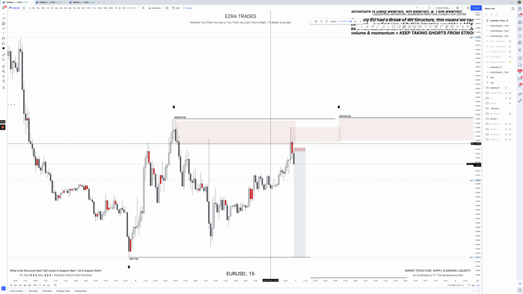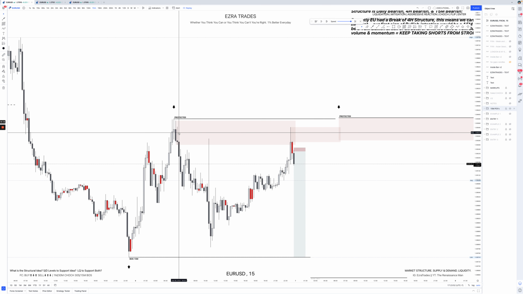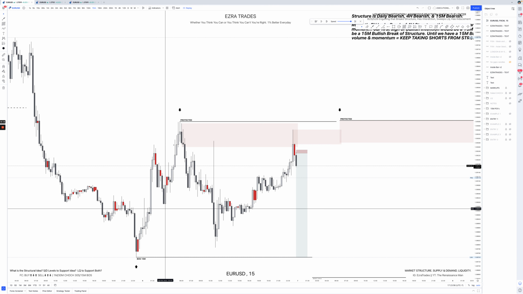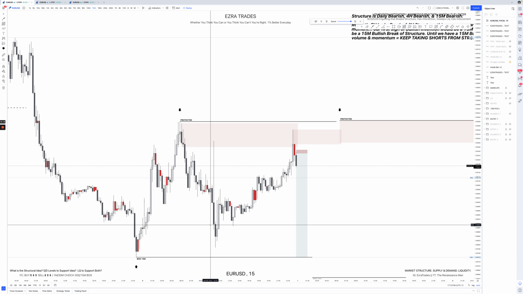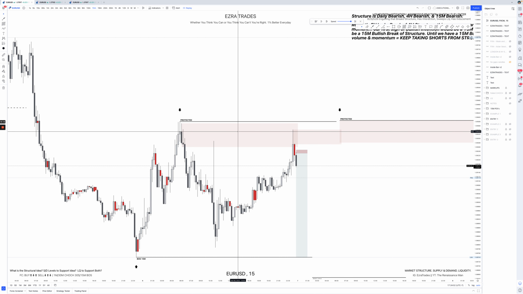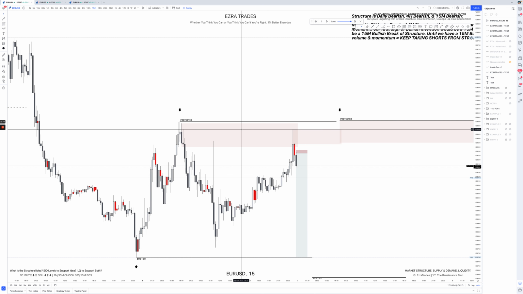Okay. We have a 15-minute supply, right? They gave a change of character bearish. We know the higher time frame is favoring shorts, right? And so this is the extreme. We basically got a 15-second extreme.